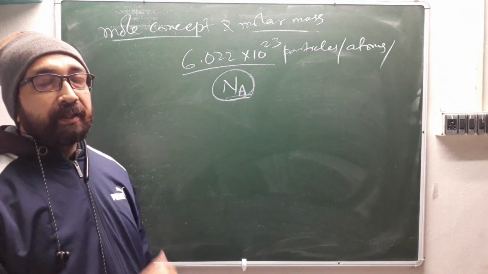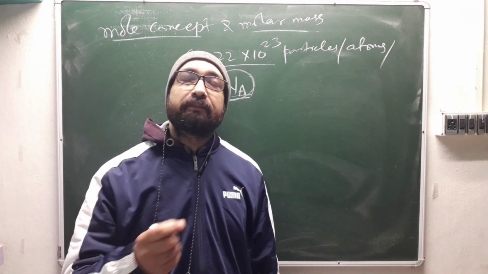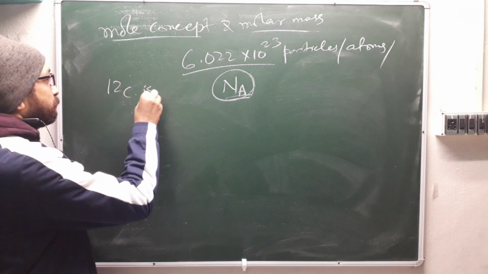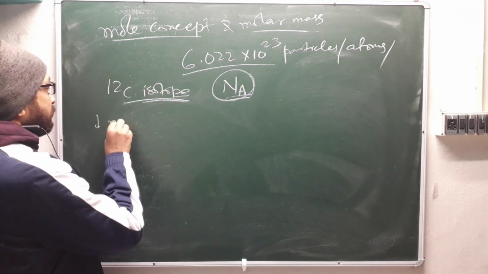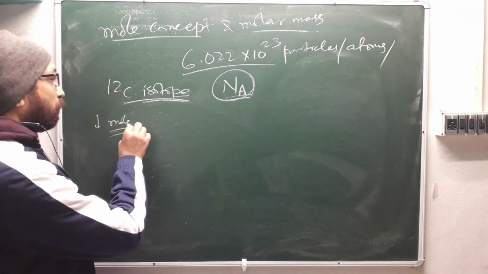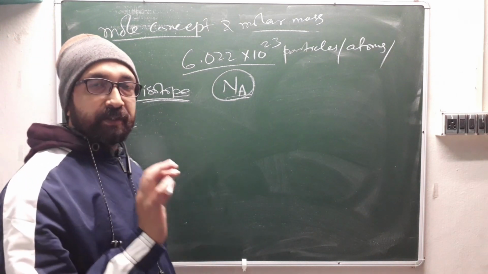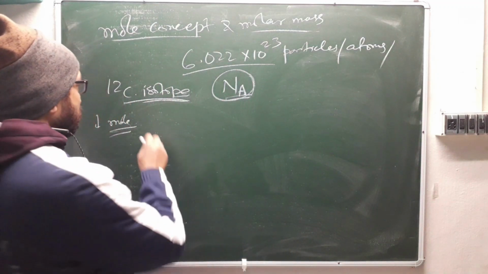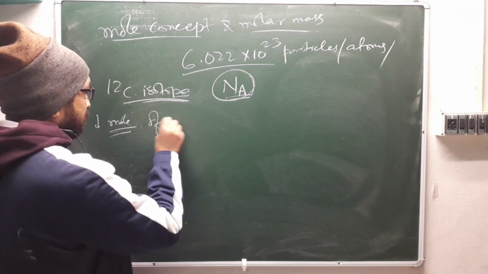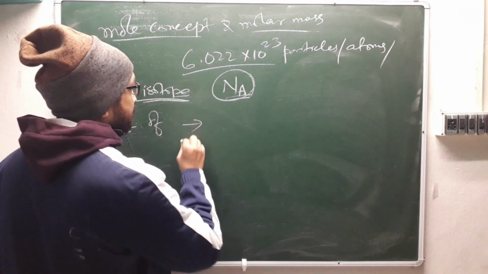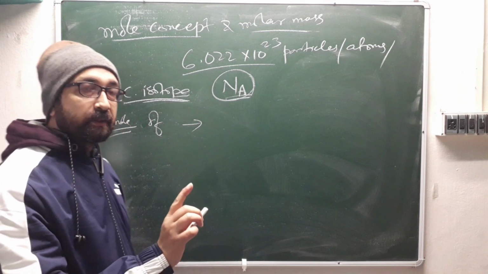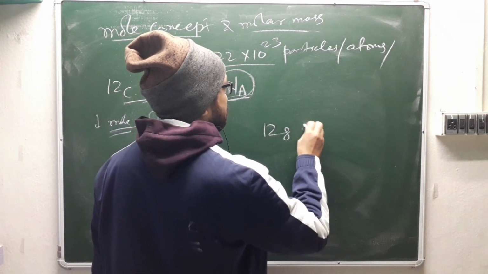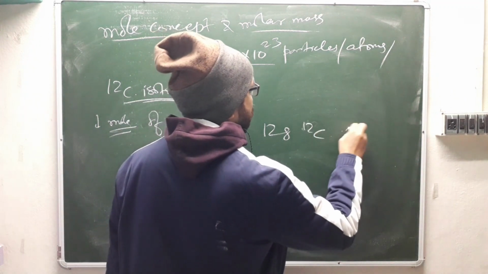And how do we get this Avogadro's number? By keeping in mind the carbon-12 isotope. So now we are going to write for 1 mole. 1 mole of any entities or particles, or 1 mole of the mass of any substance, contains as many particles or entities as we have in 12 gram of the carbon-12 isotope.